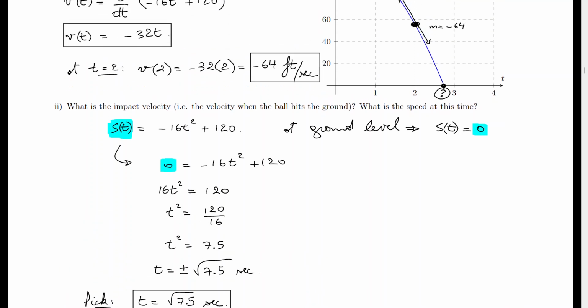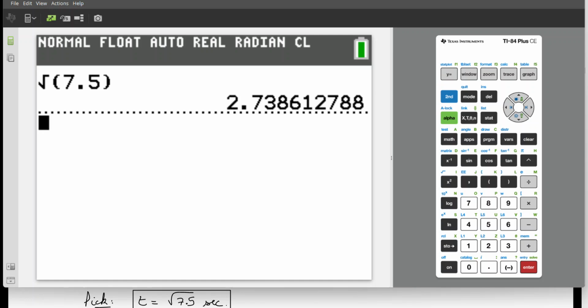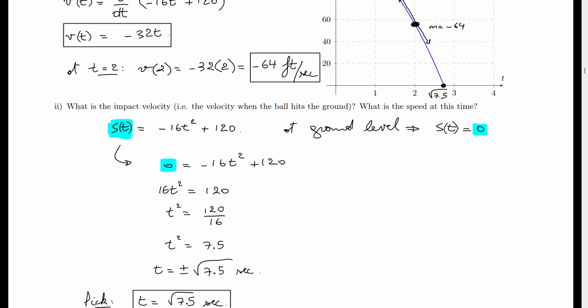So roughly speaking, this is the square root of 7.5, and let's put it in our calculator and see what this value represents. So calculating the square root of 7.5, I can see that the number is roughly 2.74. And that's good news because I expected the number to be between 2 and 3. So 2.74 seems like the right answer.